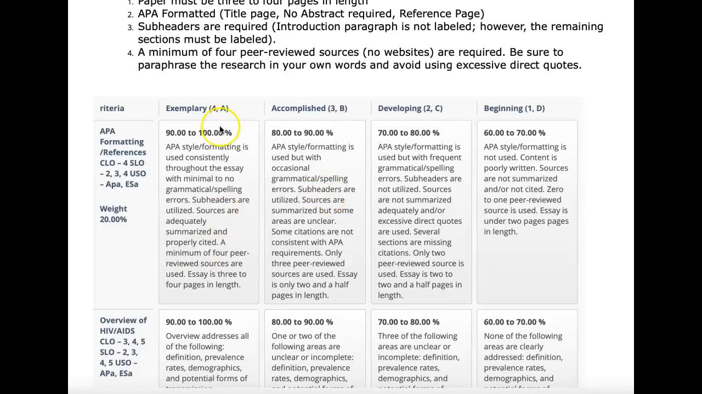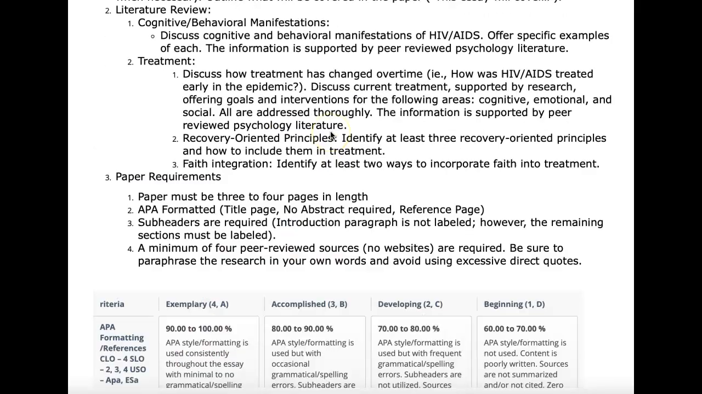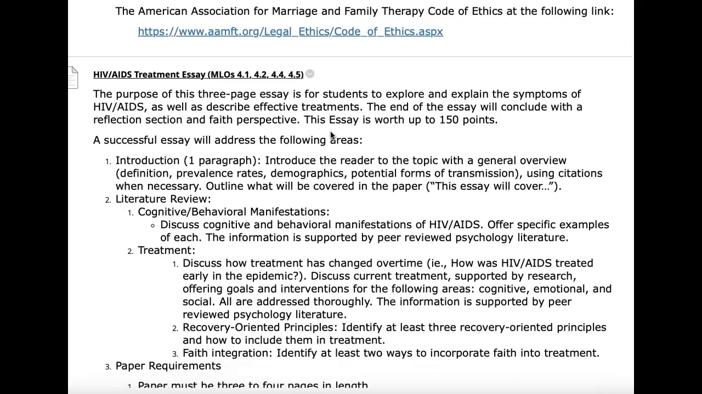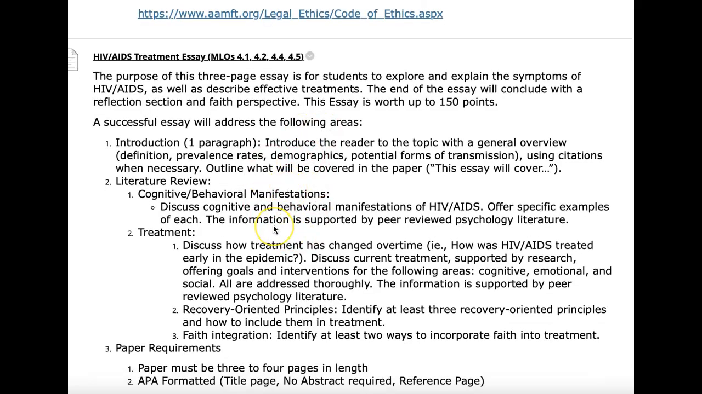So you will find this, like I said, in week 4. It gives you how we grade each section. So I just wanted to let you know about that. Okay? And the paper. So I'm going to talk a little bit about HIV/AIDS from a therapeutic perspective.